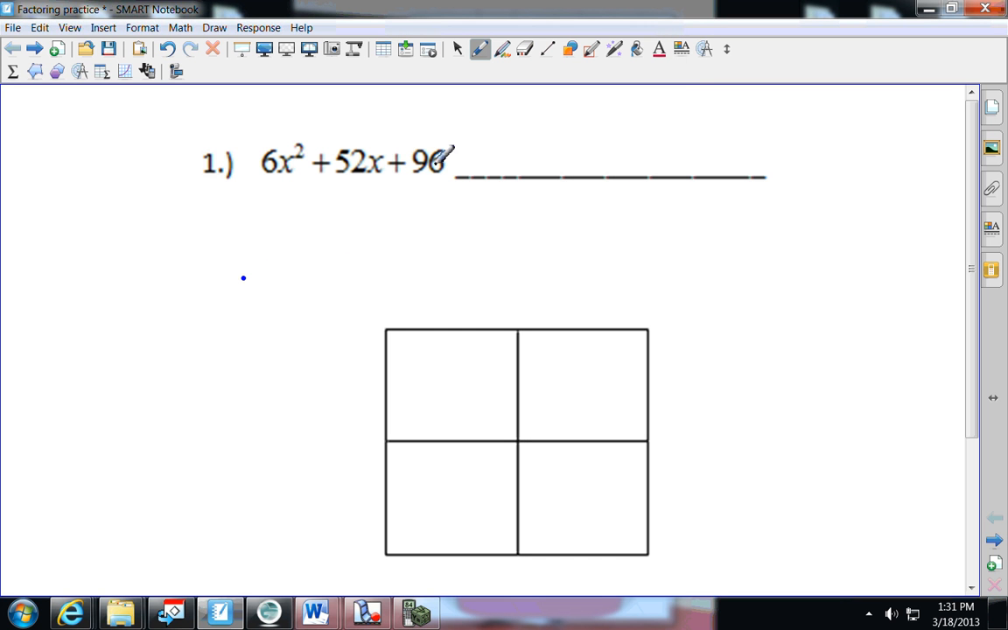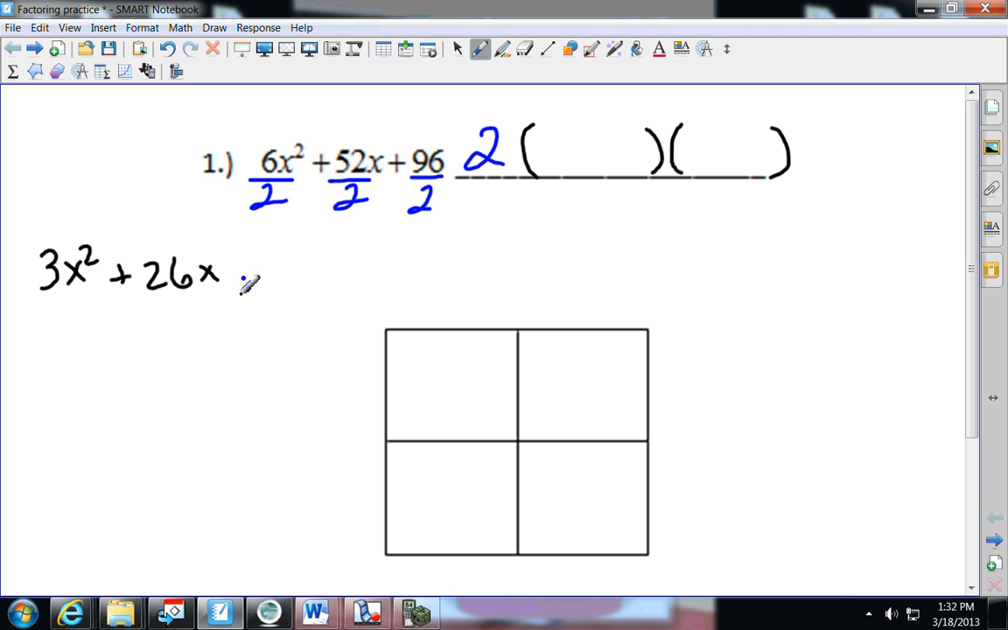Well, does 2 go into 96? Yes, it does. So that means my GCF is going to be a 2. So let's put the 2 here. I'm going to divide the 2 out of everything. I've got 6 divided by 2, which is 3x squared. 52 divided by 2 is 26x. 96 divided by 2 is 48.